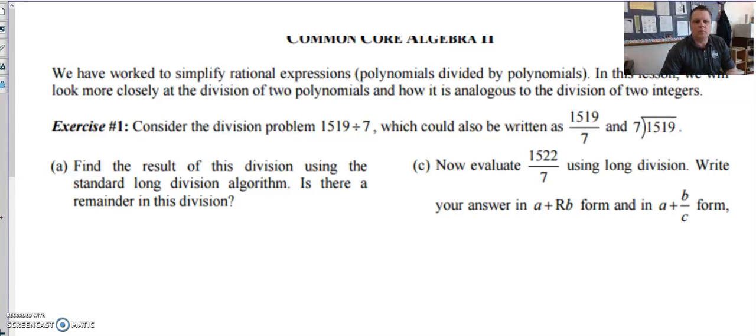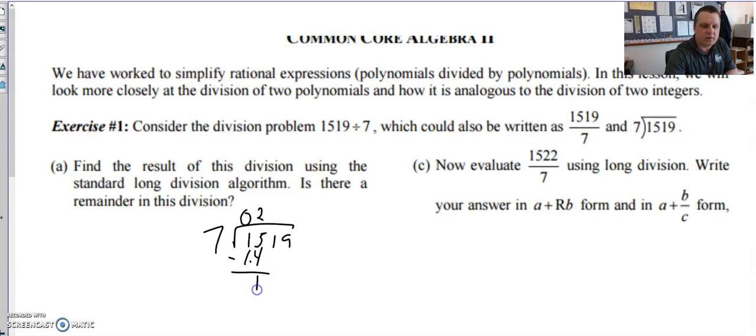Way back when you were taught division problems, if you had 1519 divided by 7, what would you do? 7 goes into 1 zero times. 7 goes into 15 twice, for 14. And then what happened? You had to subtract. And you had the 1, and this 1 came down, so you had 11. How many times does 7 go into 11? Once. 4, 7. What did you do?